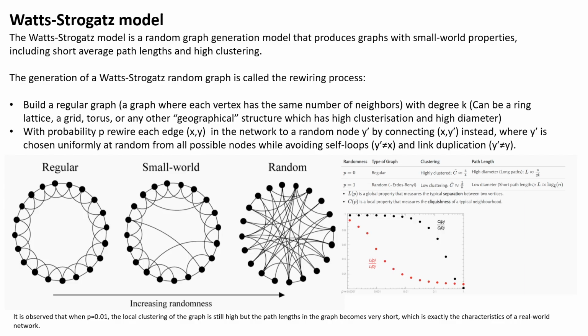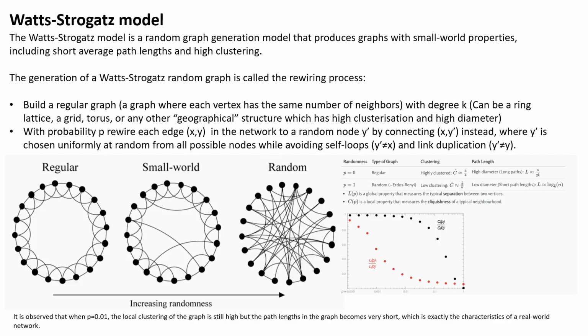First, you build a regular graph in which each vertex has the same number of neighbors, with degree k, and this looks like a lattice. This is the regular network. Basically each node is connected with degree k, so it is a uniform or regular graph.